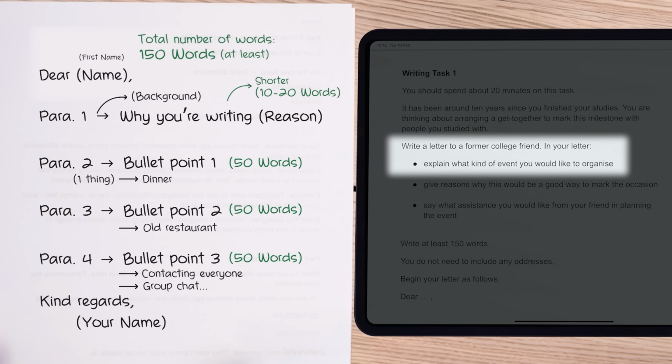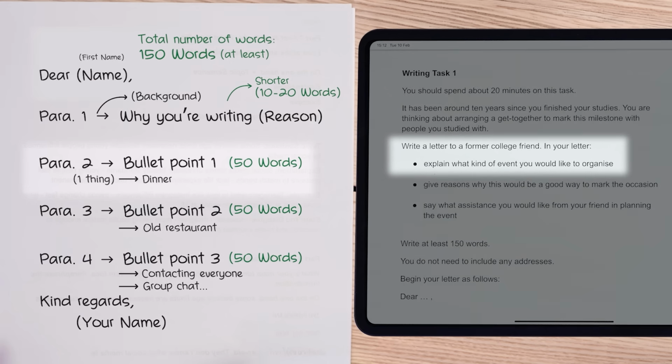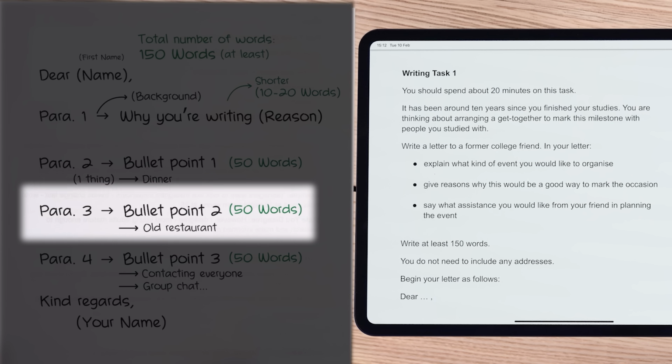Excellent. So there's 2 things you could do now. One is you could just go straight into writing it if you have the confidence to talk about that, or you could add a little bit more detail. Normally I suggest thinking of 2 to 3 things. So for example, explain what kind of event you would like to organize. Dinner. So you're going to say it's at this old restaurant.